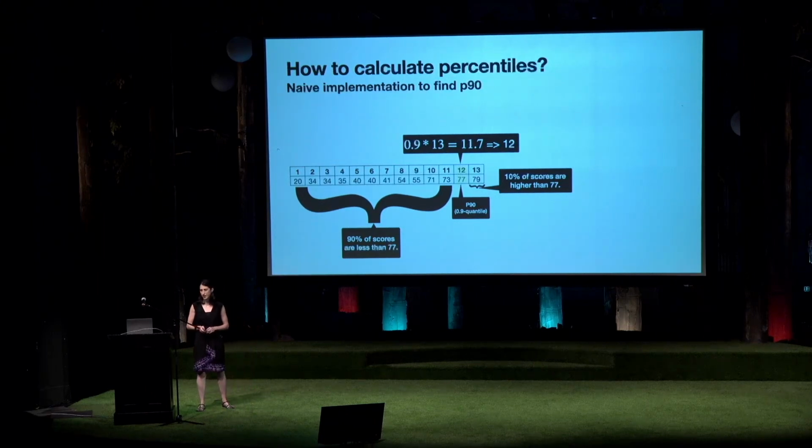And this is a very naive implementation to find P90. We have 13 data points of exam scores. So what we're going to do is, since we want to find P90, we're going to say 0.9, which is 90 over 100, times 13. And then we're going to round that number up to 12. So it is the 12th data point here. 77 is P90 or 0.9 quantile. And 90% of the scores are less than 77 here. And 10% of the scores are higher than 77.